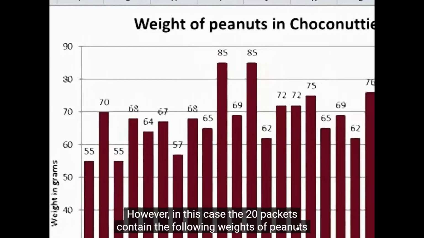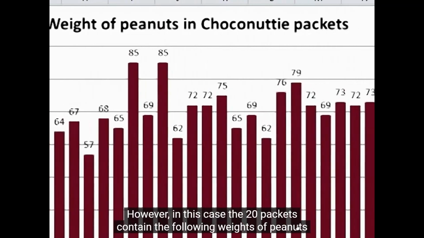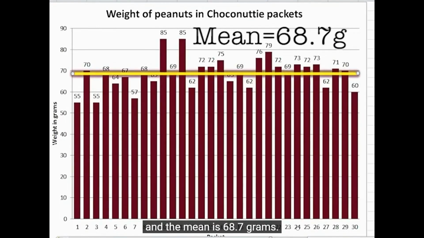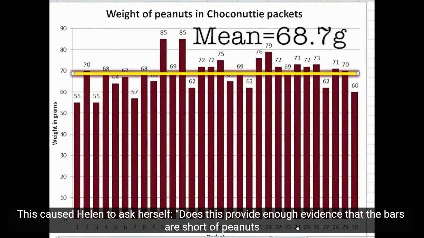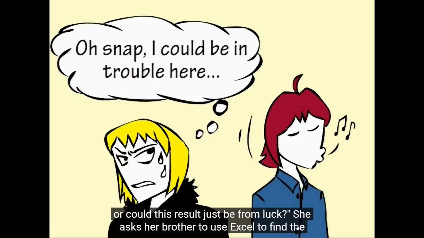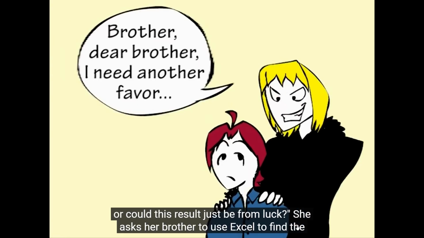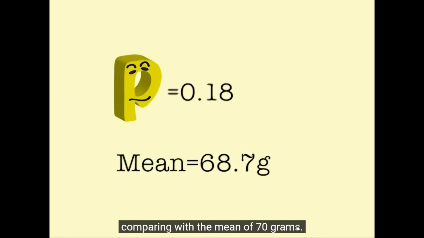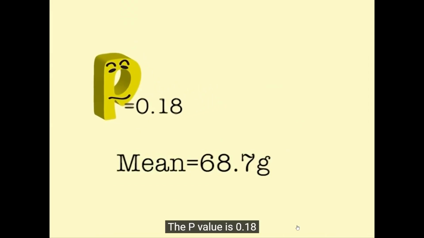However, in this case, the 20 packets contain the following weights of peanuts, and the mean is 68.7 grams. This caused Helen to ask herself, does this provide enough evidence that the bars are short of peanuts, or could this result just be from luck? She asks her brother to use Excel to find the p-value for this data, comparing with a mean of 70 grams. The p-value is 0.18.